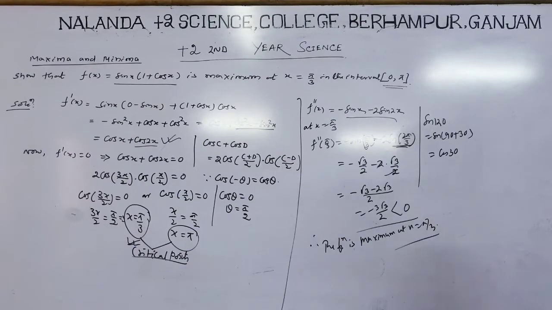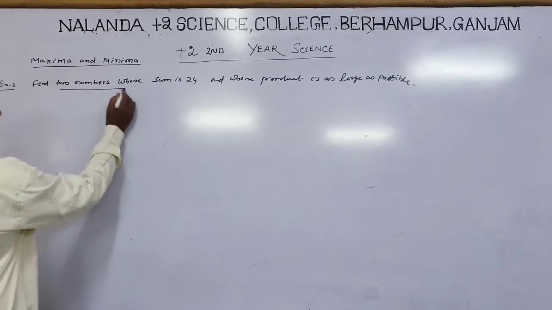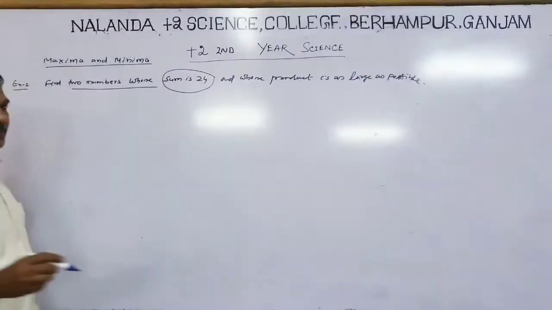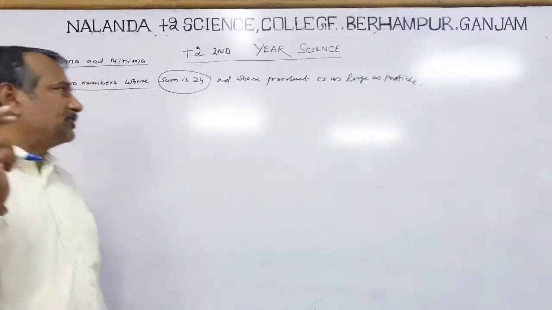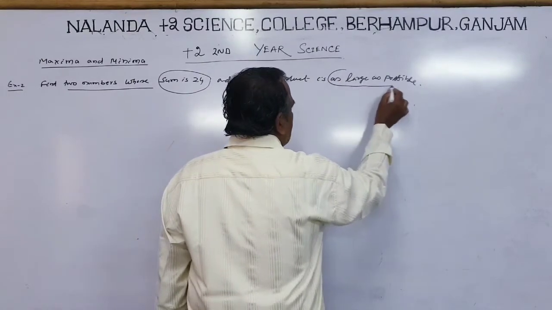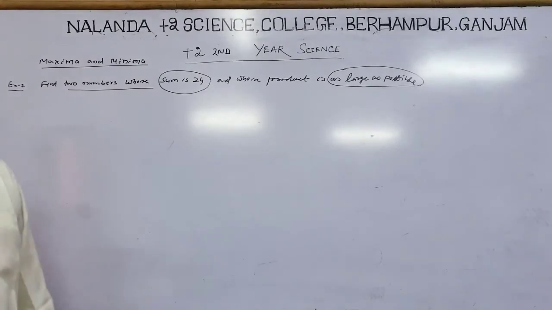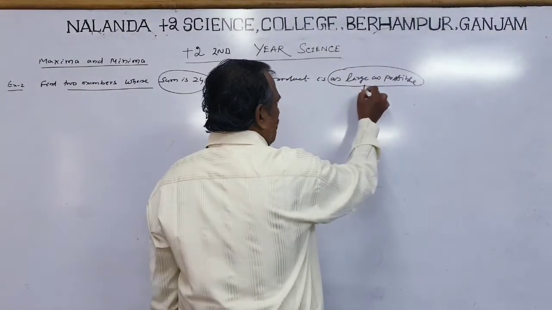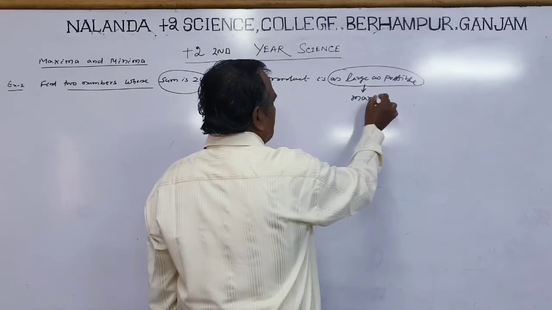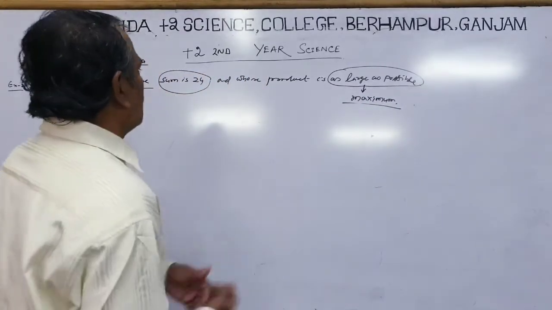Now another example: find two numbers whose sum is 24. Let us say x and y are two numbers whose sum is 24 and whose product is as large as possible. As large as possible means maximum. So we can write maximum.